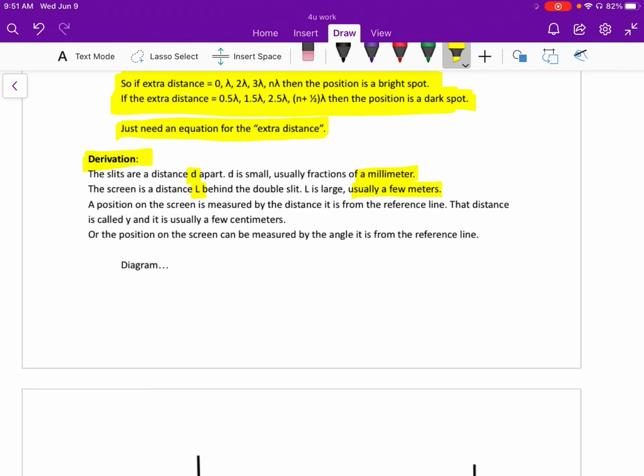When we look at a position on the screen, whether it's bright or dark, we're going to measure how far it is from that reference line I showed you. That distance we're going to call letter Y, and it's usually a few centimeters. Full disclosure, a lot of people on the internet call this one X. Maybe I should switch all my notes over to X, but I still call it Y. That's how my teacher taught me. So if you see stuff with X instead of Y, it's the same thing. They're just using a different letter.